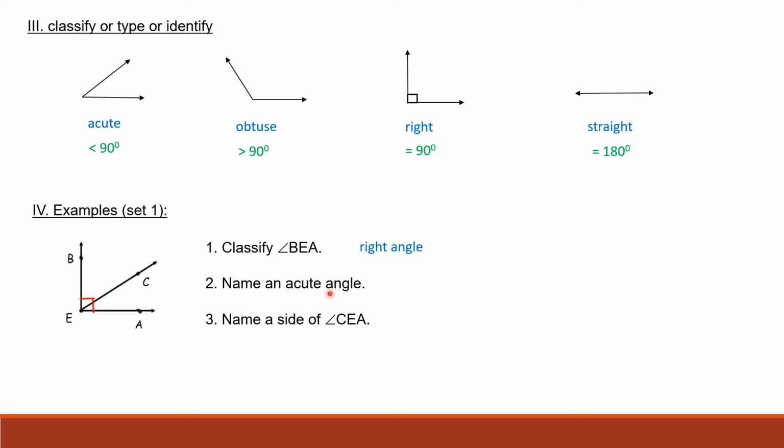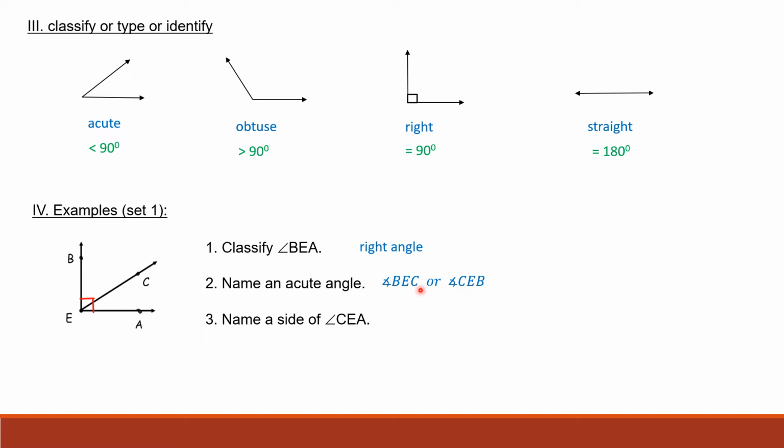Name an acute angle. Well, how many acute angles are there in this picture? That's right, there's two. Because if angle BEA is right, then both of these angles in here are less than 90. So you get to choose. You can either take the upper one, angle BEC. Now what if you said angle CEB? Were you right? Correct, you were. Or the lower one, which, oh, sorry, that was the discussion we just had.